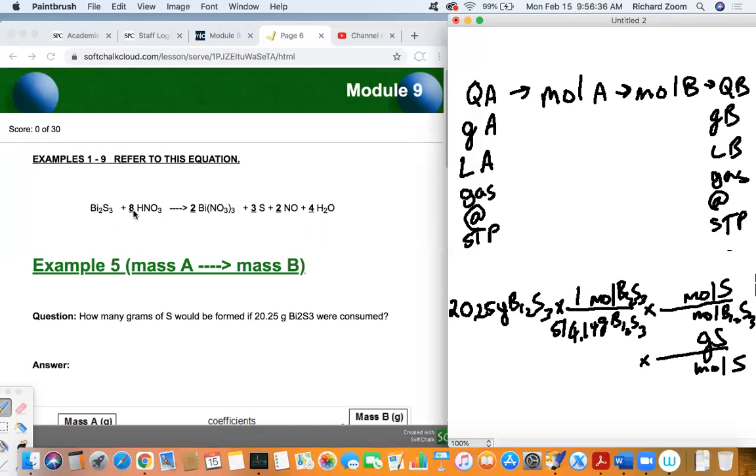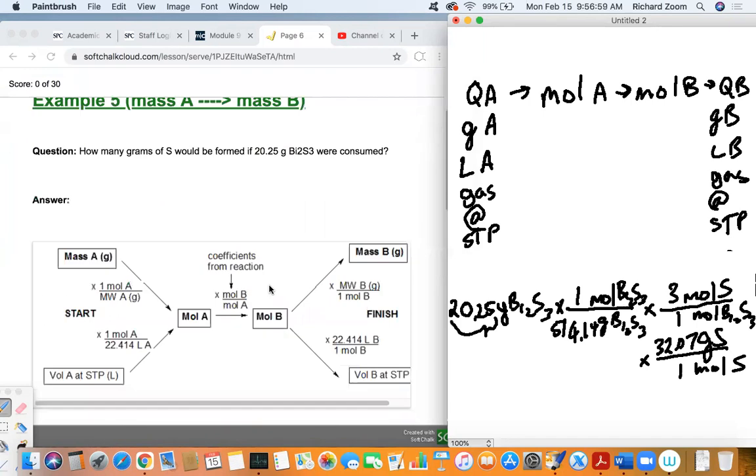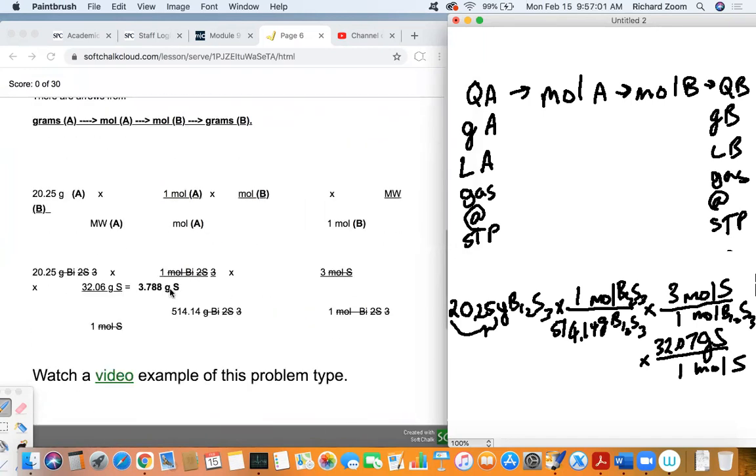Here we go. 1 mole of Bi2S3, 3 moles of sulfur. Okay, 3 moles sulfur, 1 mole Bi2S3. And the last one, 32.07 grams of sulfur, 1 mole of sulfur. That's what goes here. So then we go ahead, we do the math. That's got 4 sig figs. Our answer comes out to be 4 sig figs, and it would end up being 3.788 grams of sulfur. Does anybody have any questions at all?